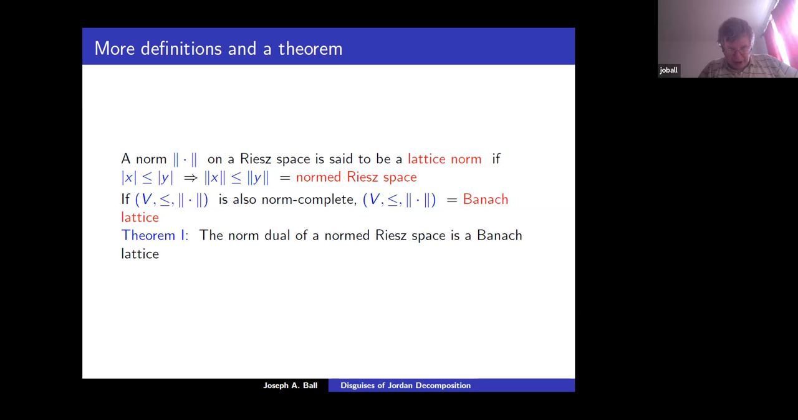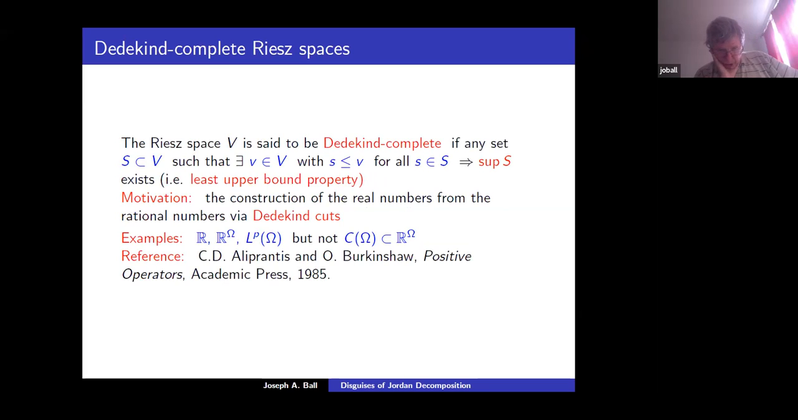Another definition: we say V is Dedekind complete if any set S contained in V for which there exists an upper bound has a least upper bound. This is the least upper bound property: any set bounded above has a least upper bound. If we're in a Riesz space, we have this when S is a finite set. Now we ask that S have any cardinality, and we still have this.